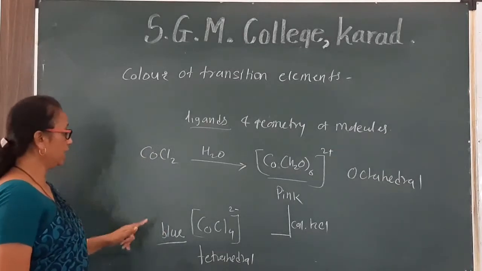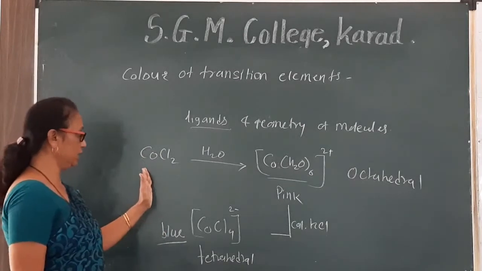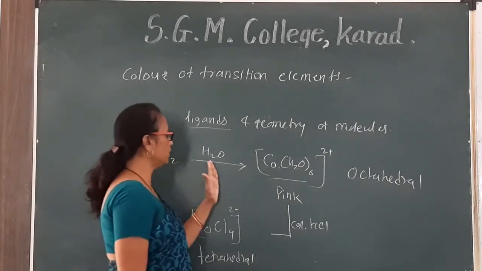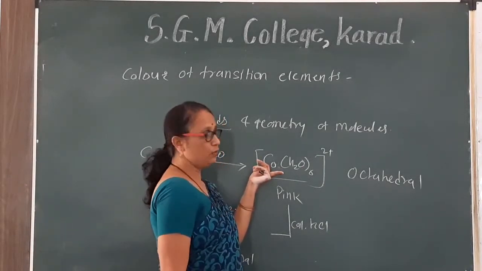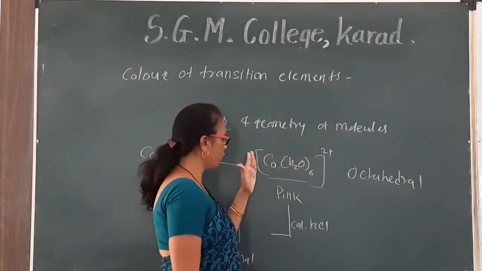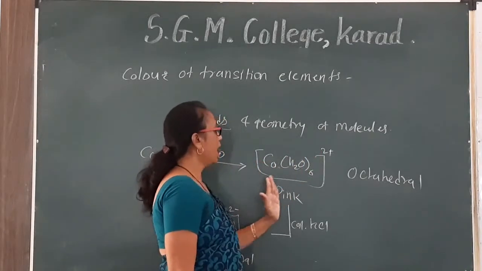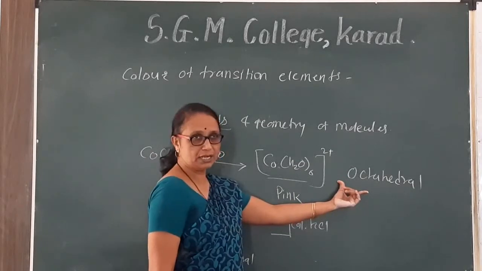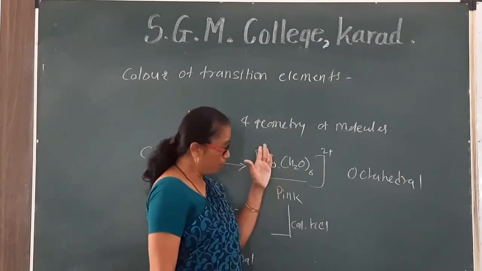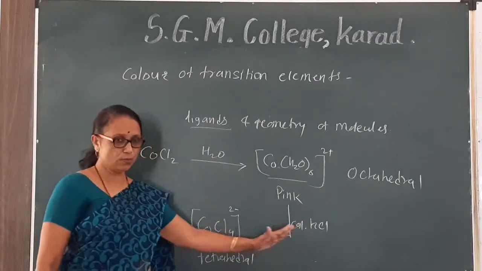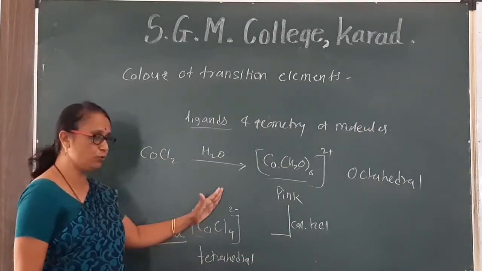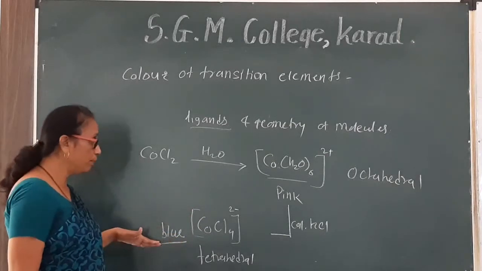Thus, see again, when cobalt chloride is treated with water or dissolved in water, there is a formation of this complex, Co(H2O)6 2+. This complex has the pink color and its geometry is octahedral. But when it is treated with concentrated HCl, there is a formation of the complex CoCl4 2-, which has the blue color.